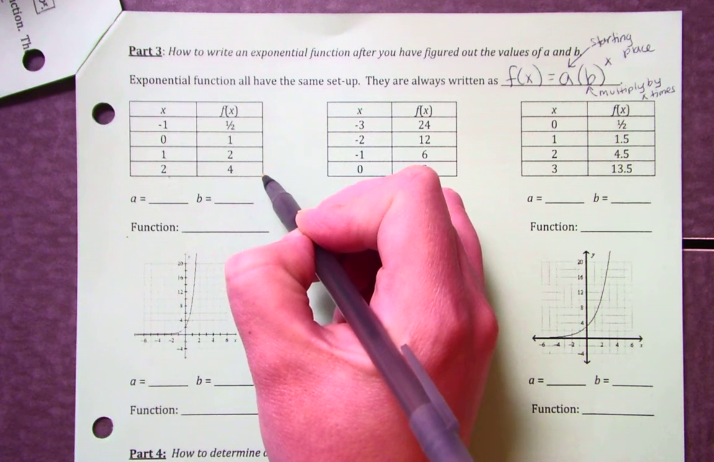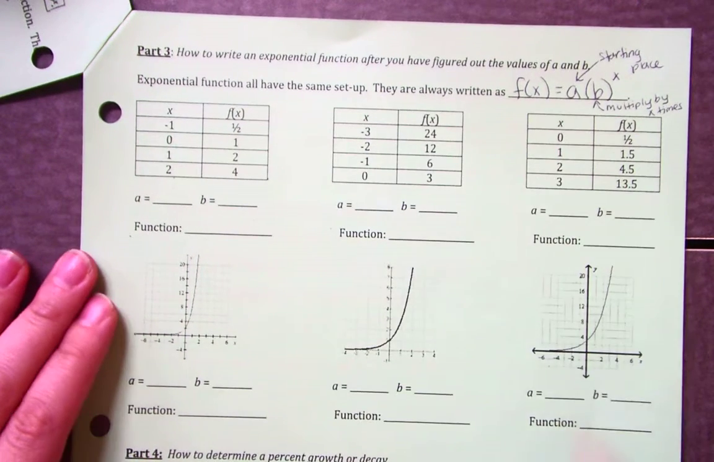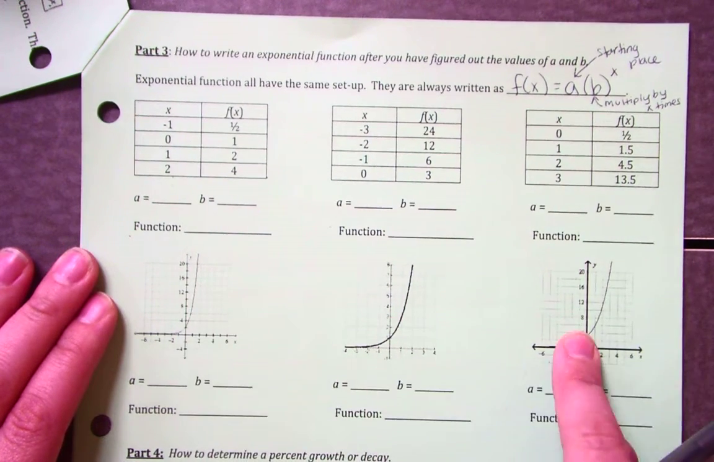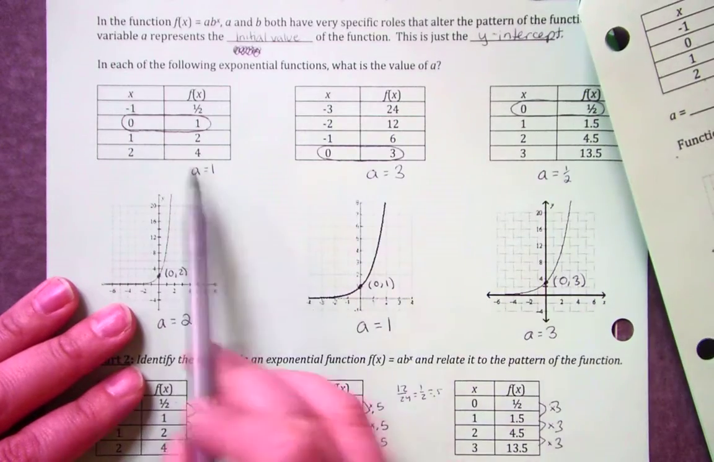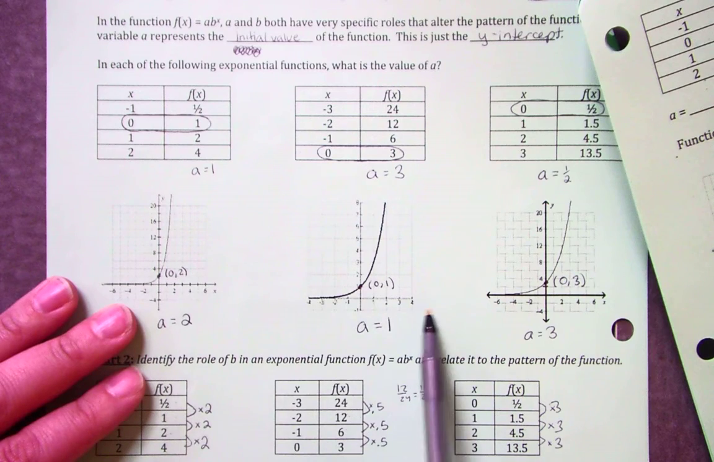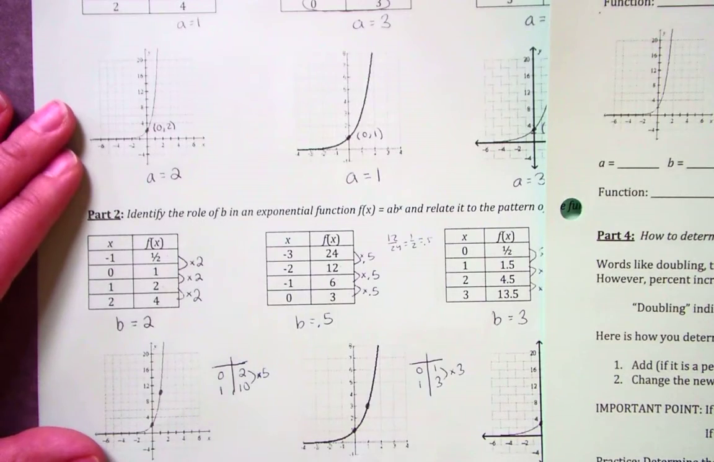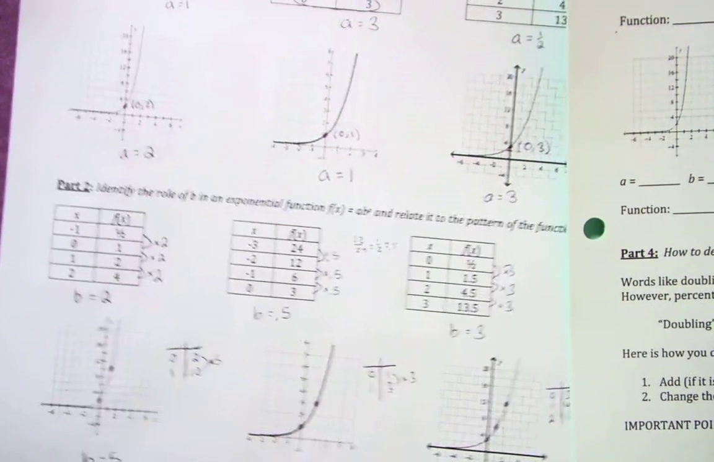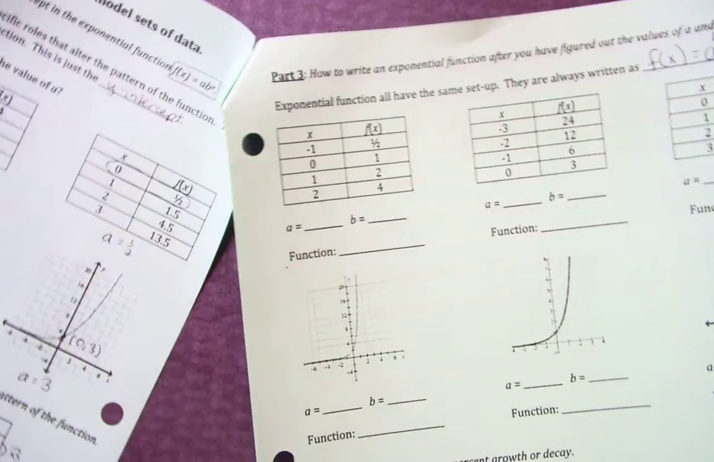So if you look back at page 2 of your notes, you'll notice that these three tables and these three graphs are the exact same 6 functions as these three tables and these three graphs in part 1, and these three tables and these three graphs in part 2. So what we're going to do is skip figuring out what A and B are over here in part 3 because we've already done that.